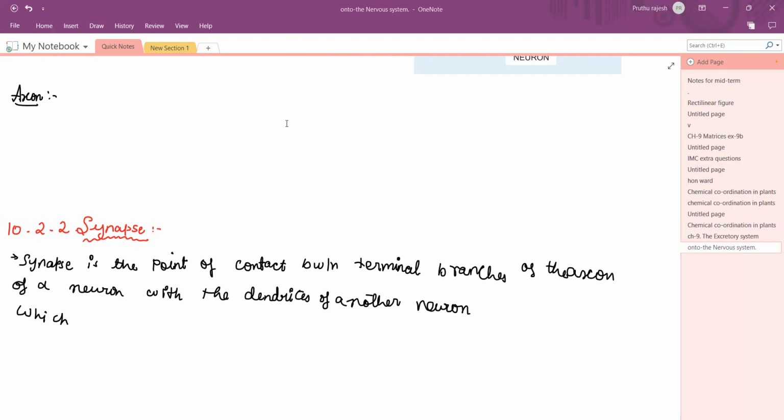Sorry guys for the inconvenience caused. Let us try and define it again. Synapse is the point of contact between terminal branches of the axon of a neuron with the dendrites of another neuron, which is separated by a fine gap, is called a synapse.